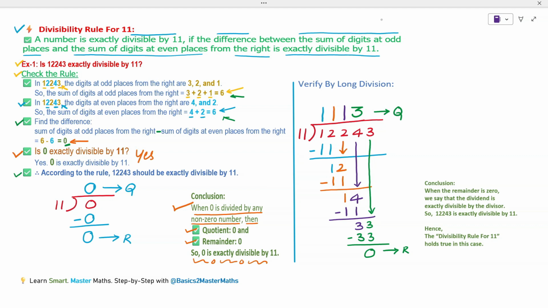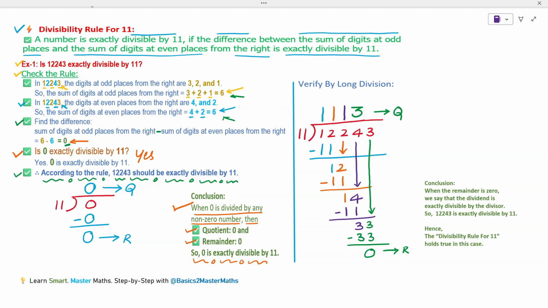Therefore, according to the divisibility rule for 11, 12243 should be exactly divisible by 11. Got it?